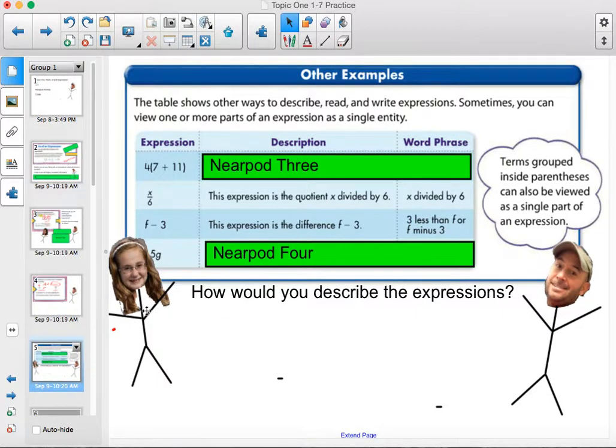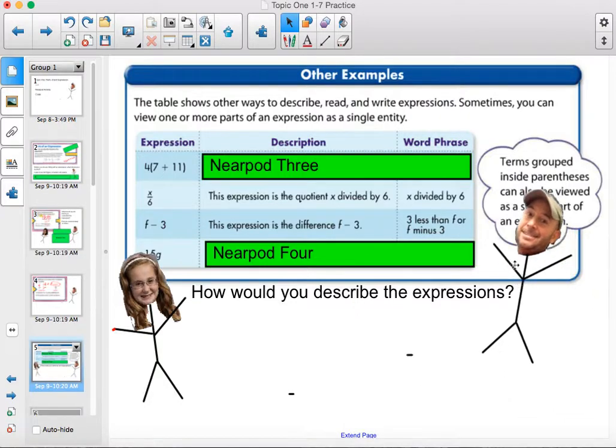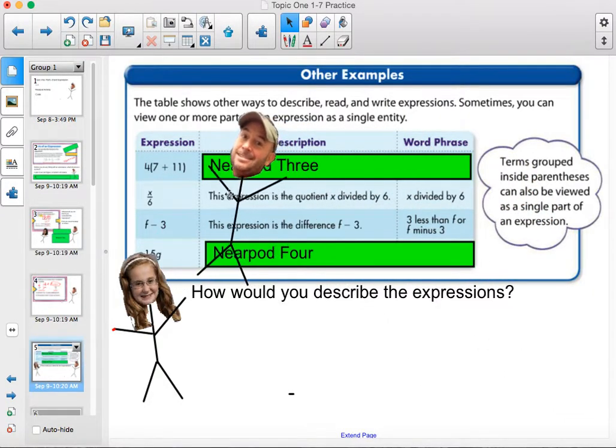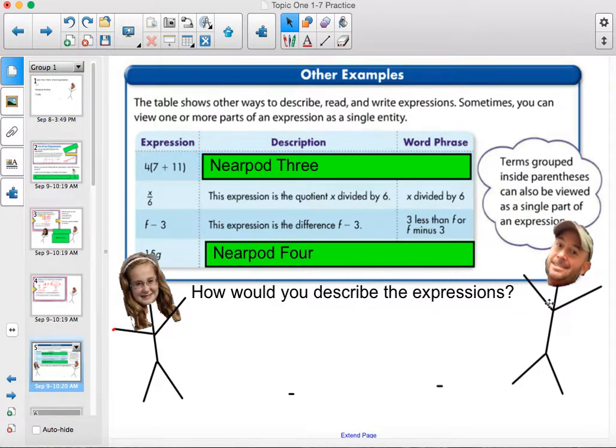Nearpod number 3. How would you describe the expressions? So in other words, kids, how would you describe this expression right here? Describe it using your Nearpod. I will pause the video.